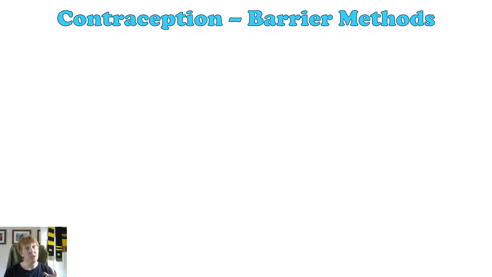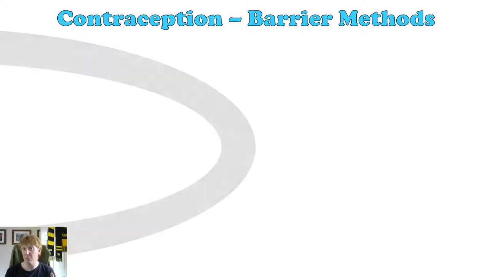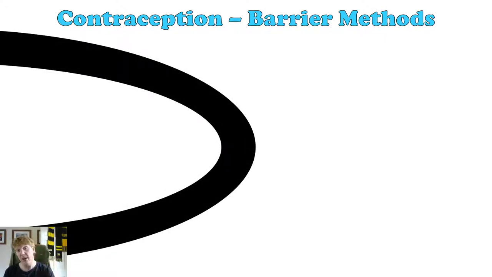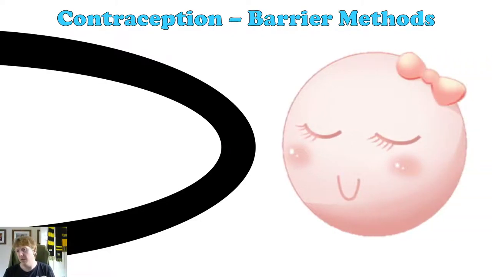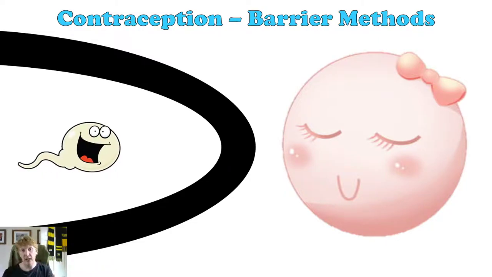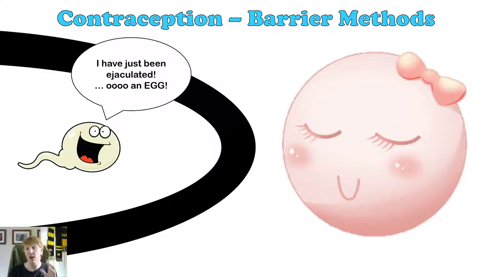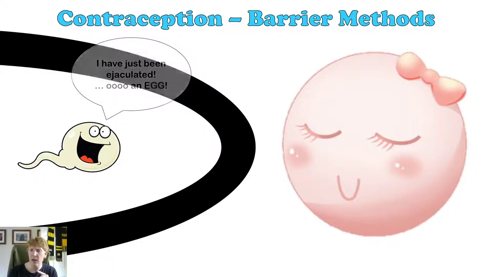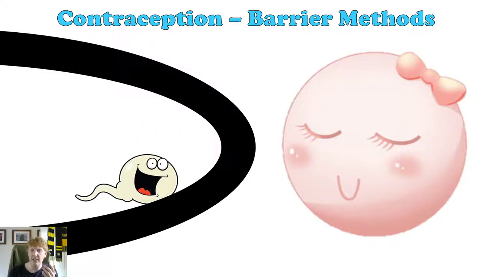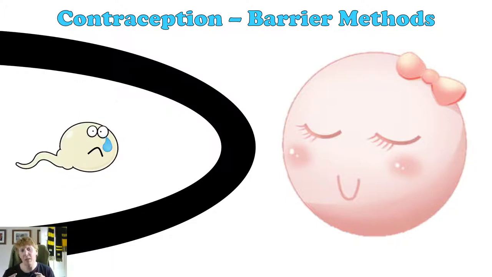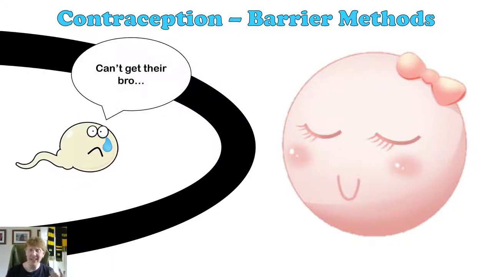So let's look at this first method, which is actually barrier methods. So let's put a barrier effectively around the penis through something like a condom. All right. And here we go. So we've got a situation. We've got the egg there. They just had sex and we've got ejaculation. And so here comes the sperm. And he goes, I've been ejaculated. Ooh, an egg, right? And he's going to try and get to this egg, but he can't, because something is in the way, can't get there, bro.